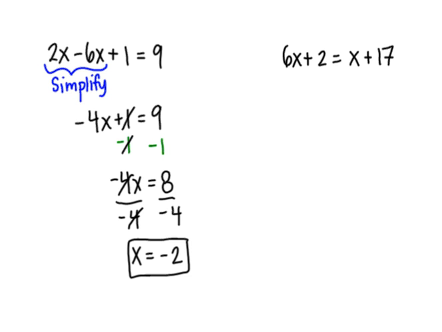My next problem is 6x plus 2 equals x plus 17. I'll notice in this problem that the x's are not on the same side. That means I have to move one, and I'm going to choose to move this x. When I move it, I change its sign. So I'm going to say minus x and minus x. 6x minus x would be 5x plus 2 equals 17.